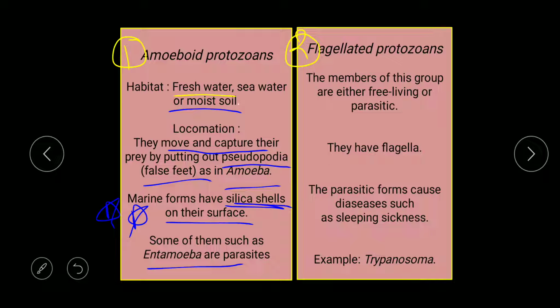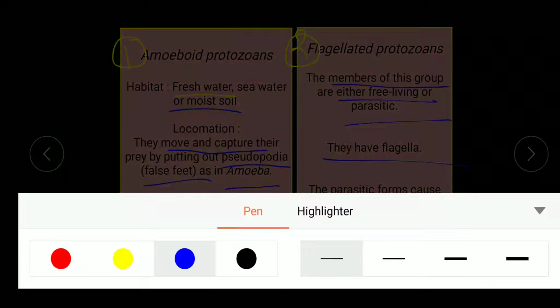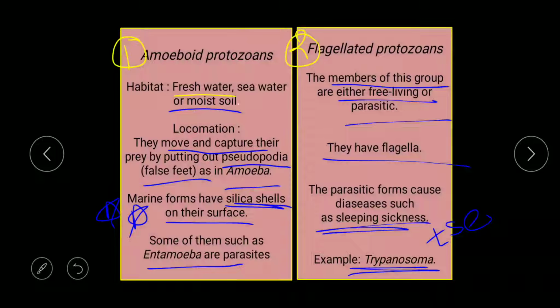Now flagellated protozoans are members of this group. They are either free living or parasitic, and they have flagella. The parasitic forms cause the disease sleeping sickness, and Trypanosoma is an example. You know that Trypanosoma gambiense causes sleeping sickness. The vector for Trypanosoma, or sleeping sickness, is the tsetse fly. Which fly? The tsetse fly. That fly acts as a vector for this.